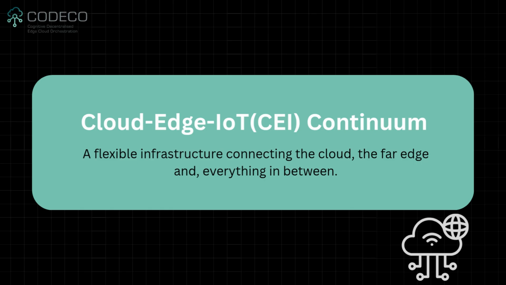And the key word there is continuum. It's not just one single place. It's a whole spectrum of computing. You've got the massive raw power of the cloud on one end, and on the other, you have the super fast local processing of edge devices and all those little IoT sensors collecting data. And somehow, all these different pieces are supposed to work together like a well-oiled machine. Yeah, easier said than done.